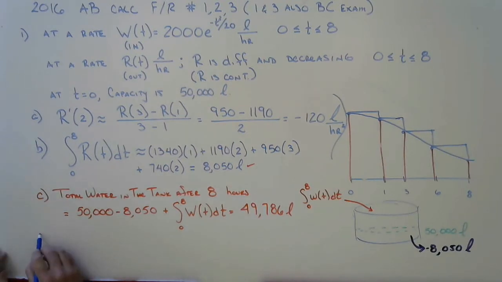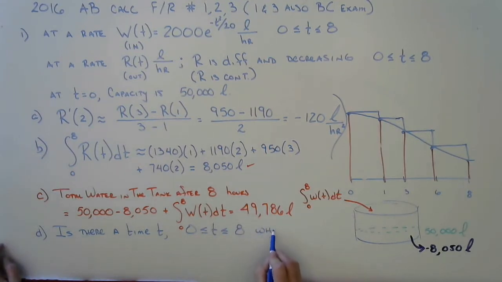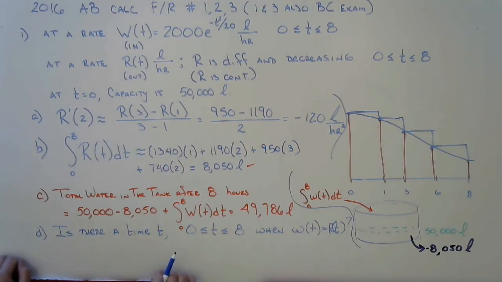I.e., what they're asking in part D is, is there a time t, 0 is less than or equal to t is less than or equal to 8, when W of t equals R of t? Right? That's what they're asking us in part D. Is there a time when this happens?